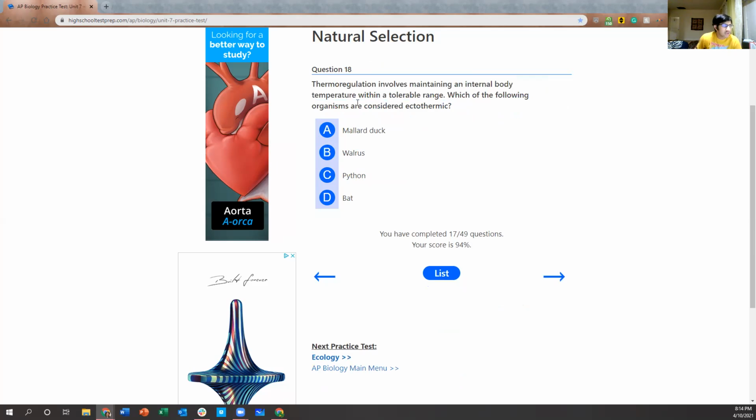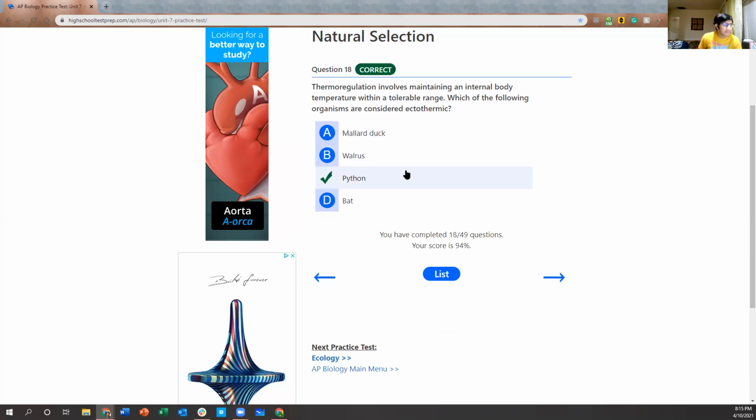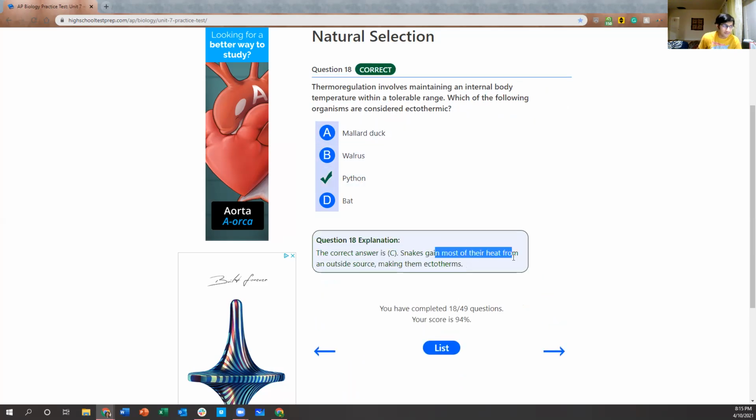Okay. Thermal regulation involves maintaining an internal body temperature in a tolerable range. Which of these organisms are considered ectothermic? I'm not really sure. Endothermic, I guess, would be internal heat. They're able to maintain internal heat. Ectothermic would then be something like a reptile that can't maintain its internal heat. So I would think that's probably the python. Yeah, they're getting their heat from an outside source, so they're ectotherms.